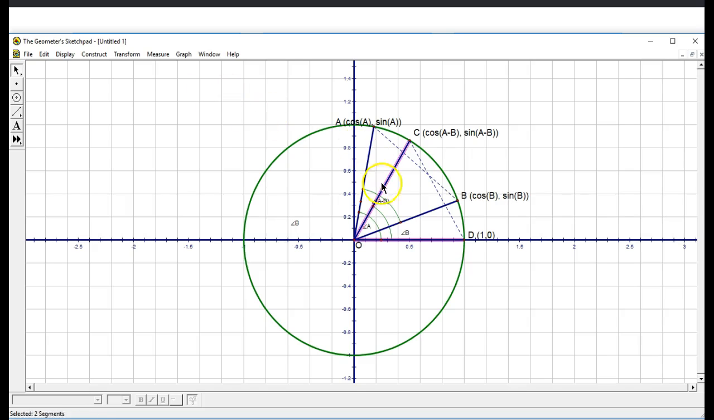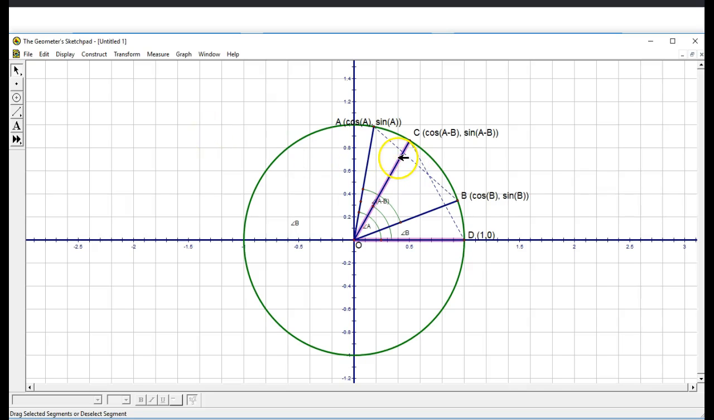So once we accept that those angles are the same, we're going to call that angle A minus B. And I think we can see that. This bigger angle is angle A, and this smaller angle is angle B. Angle AOC is equal to angle BOD. So angle COD is equal to angle A minus angle B. Okay, but is that equal to angle COD?